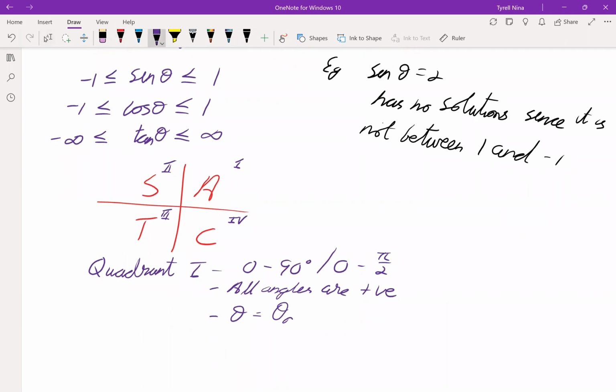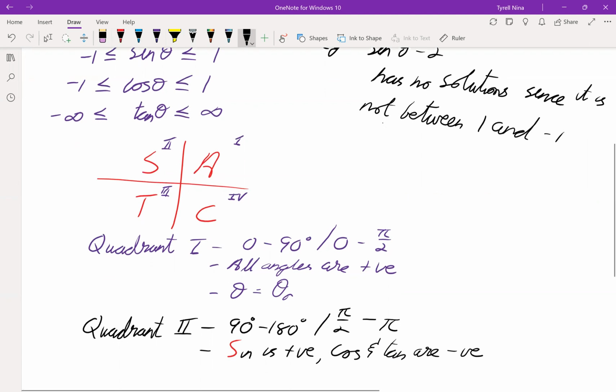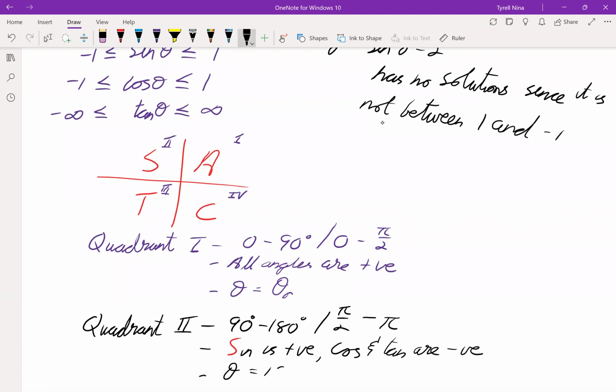Quadrant 2 is 90 to 180, or pi over 2 to pi. Sine is positive, cos and tan are negative, and theta is 180 minus theta r, or pi minus theta r.